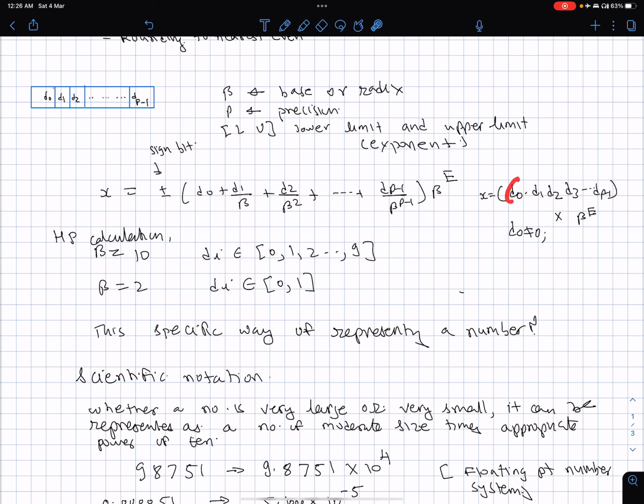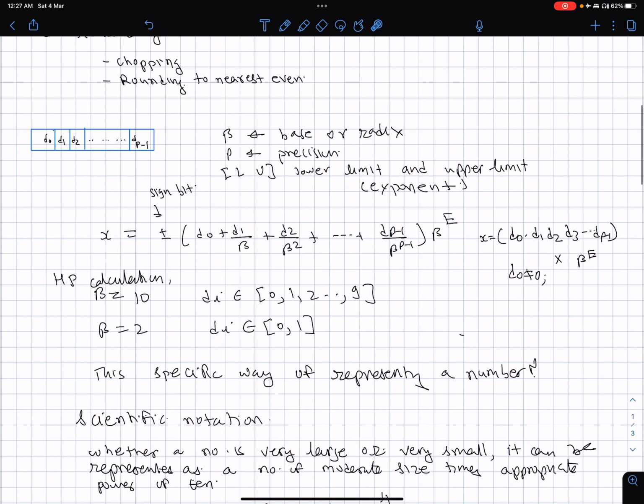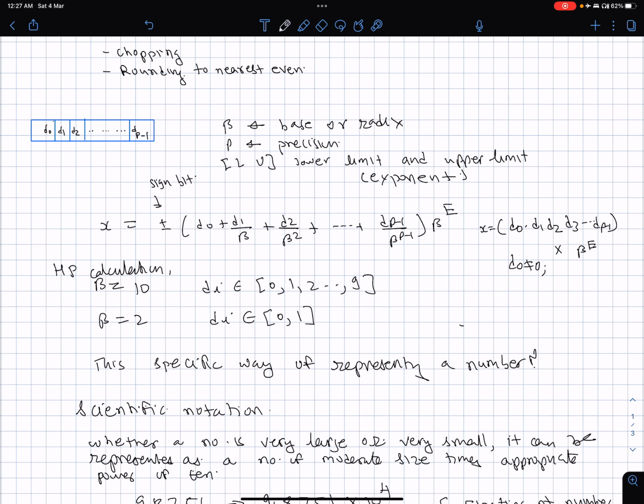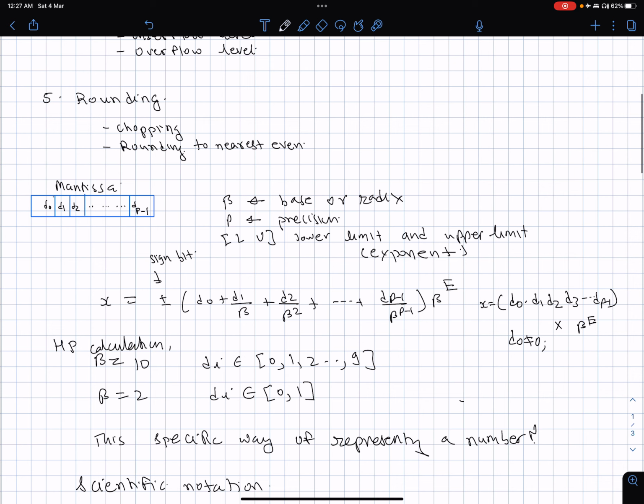So now you need not actually keep this bit as 1 and then set everything else. You can implicitly remember it in your algorithms and use this bit to increase the accuracy of your number system. Such tweaks you can also do. This thing D0, this number which I have written here, is actually called the mantissa. And the exponent, of course, we have already discussed.